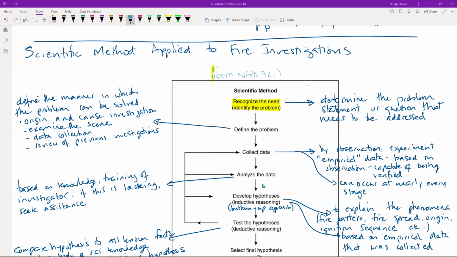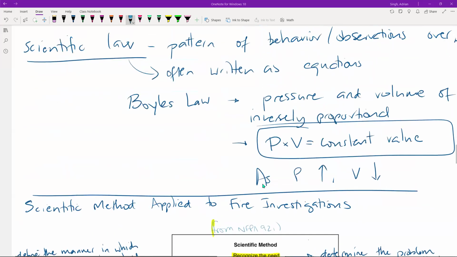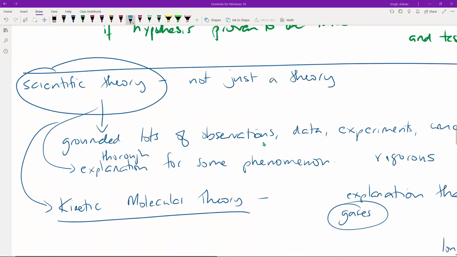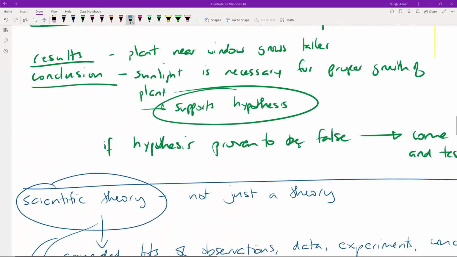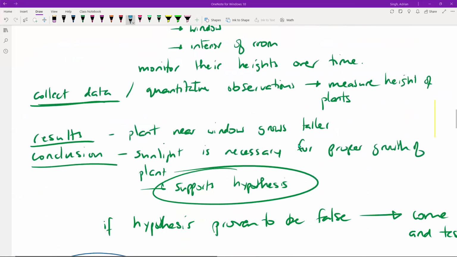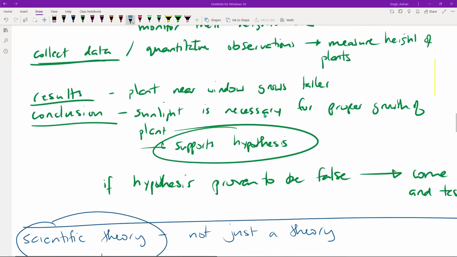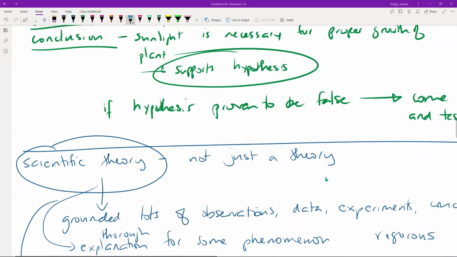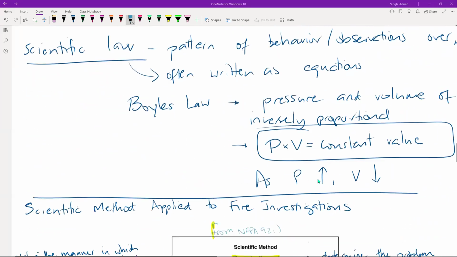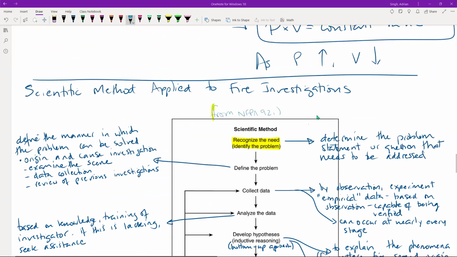All right, so now that we've talked a lot about the scientific method and the different components to it, and we looked at some examples within science itself and just a regular scenario up above, let's take a look at now how we can apply that scientific method to fire investigations.